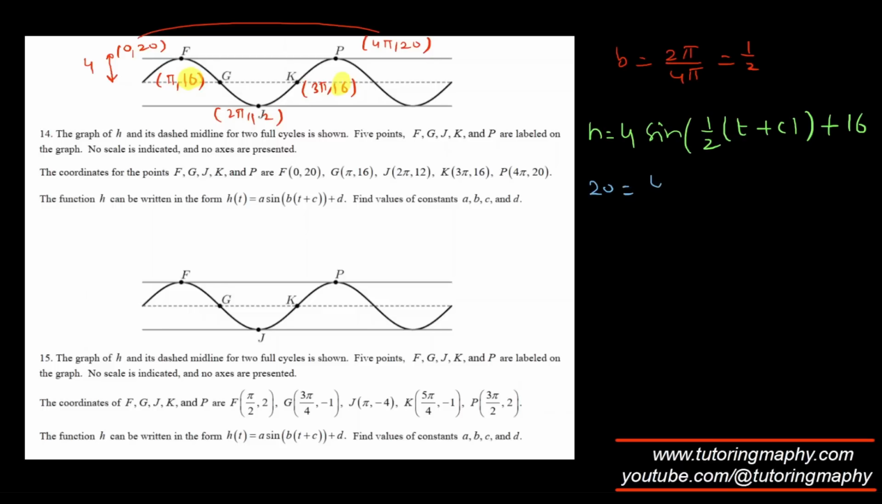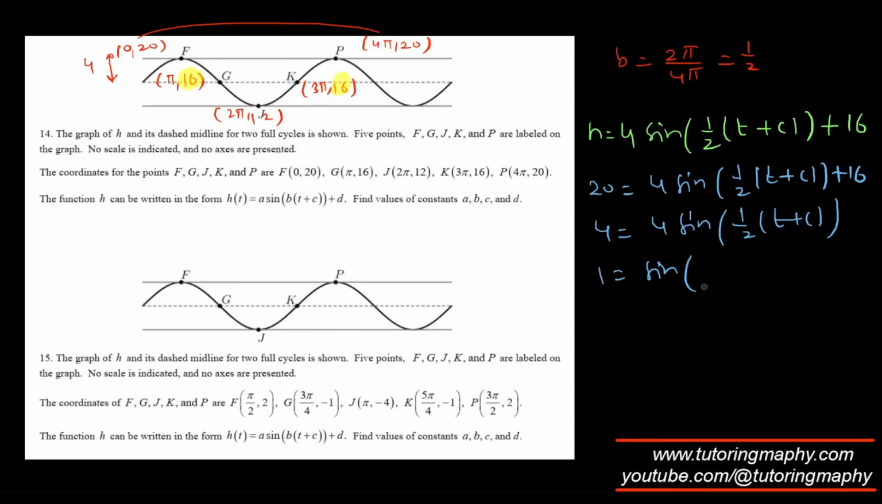So 20 is equal to 4 sine 1 over 2 t plus c, plus 16, subtracting 16 from both sides. So 4 is equal to 4 sine 1 over 2 t plus c, dividing by 4 on both sides. So 1 is equal to sine 1 over 2 t plus c. Why am I writing t again and again? Because t is just 0, right? So this has to be 0, this has to be just c. So this is c, this is 0, this is 0.